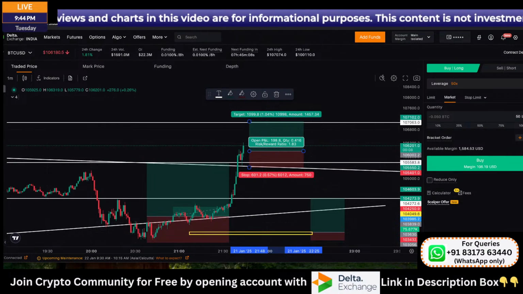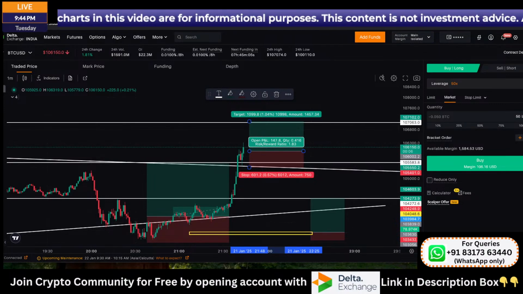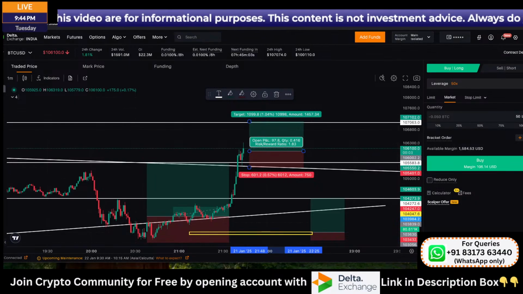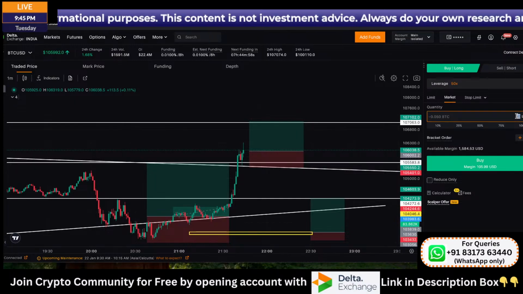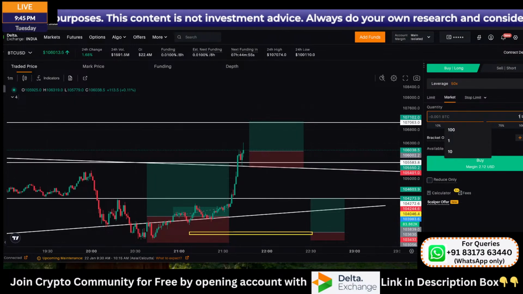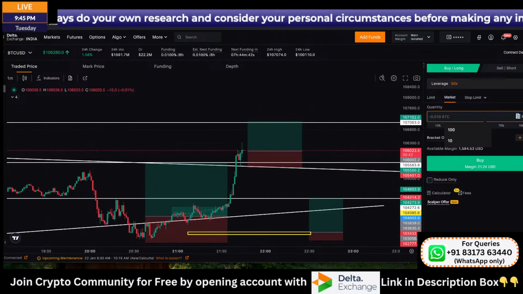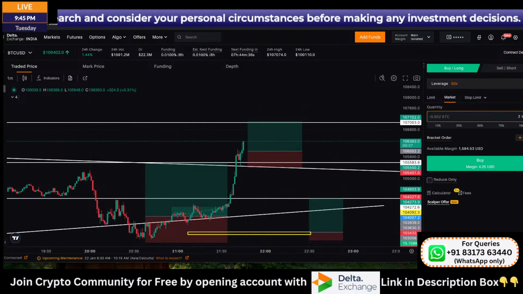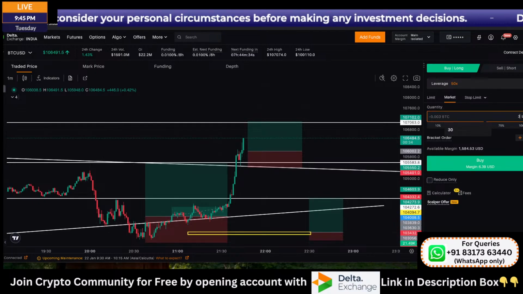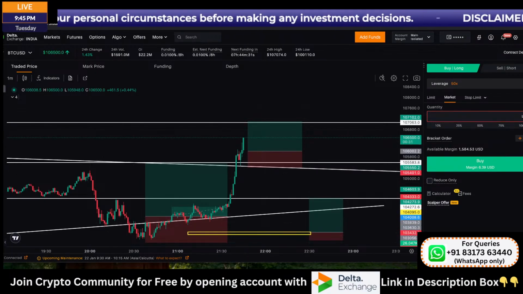Sir, before you go, please tell me with position sizing with 500 capital, what should be the lot size? With 500 capital, you cannot take trades. If you take, let's say, 10 quantity also, how much margin do you need? 500 capital is very less. You can't even take 2 units. Yeah, 1 or 2 units you can take.